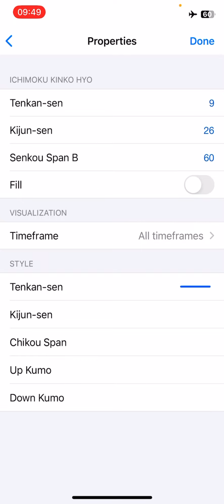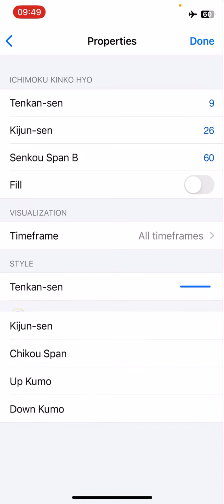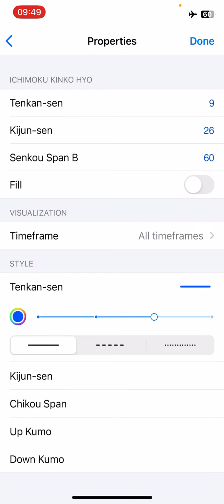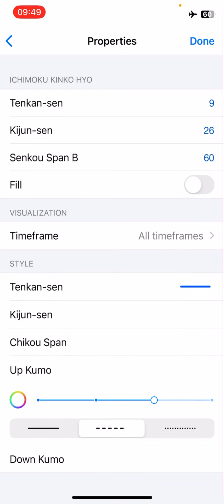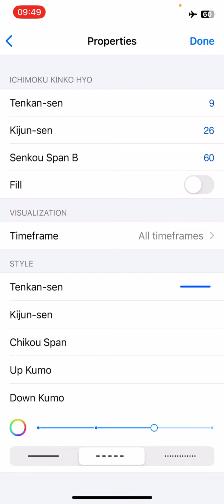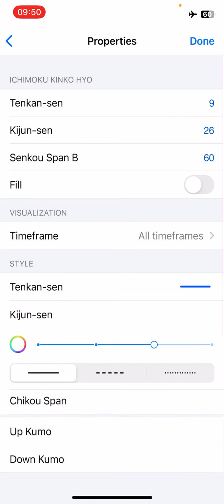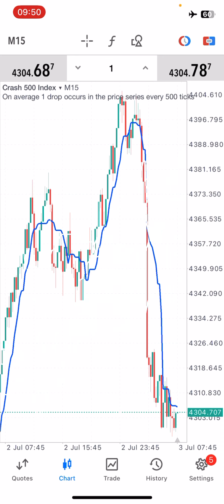We want this indicator to appear on all time frames, and the styling is very important. We only want our Tenkan Sen to be shown on our charts, and the rest we don't want to see. So we'll set our Tenkan Sen to the color blue, and the rest will have the same color as our background. As you can see, I have a white background. My down color is white, my up color is white, my span is white, my Kijun Sen is white, such that if I click done, I'll only see this blue line, which is our Tenkan Sen, which is what we're going to be using during this strategy.